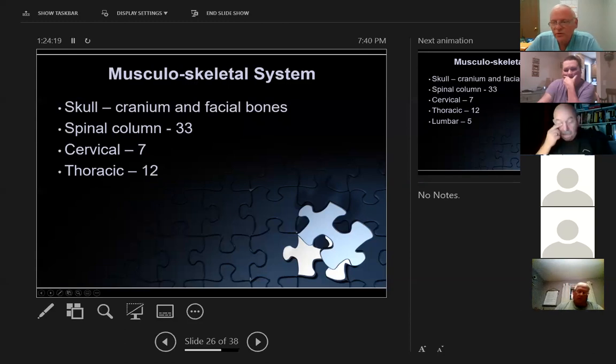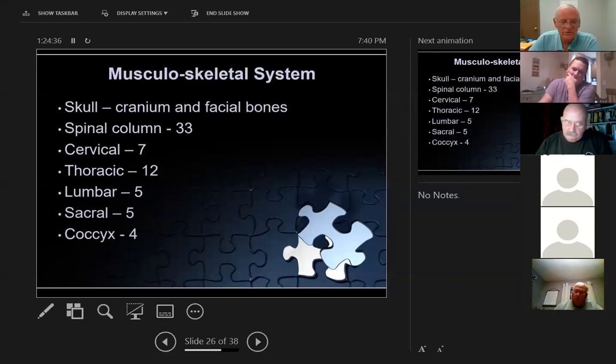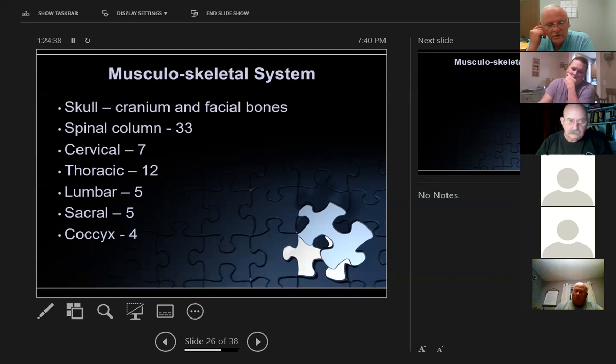Thoracic, there's 12. And that makes sense because we have 12 pairs of ribs, right? Next is lumbar, and there are 5 lumbar vertebrae. The next is sacral, and there are 5. And the last one is the coccygeal or coccyx, which is 4. Now, once you get to your teen years, those 4 are fused together and look like 1 on an x-ray, but because they start out as 4 when we're babies, we still call it 4.